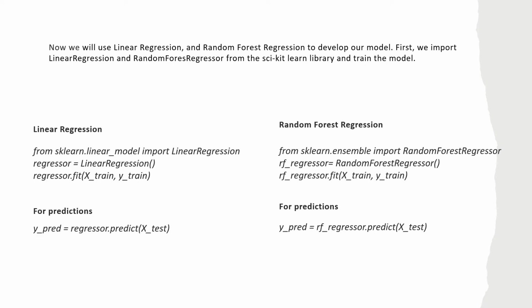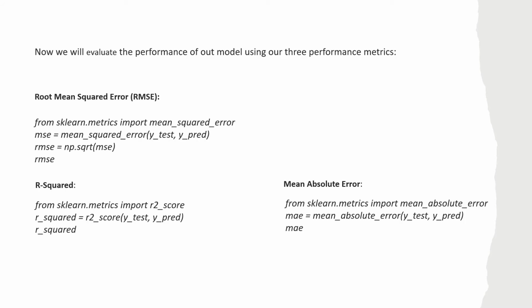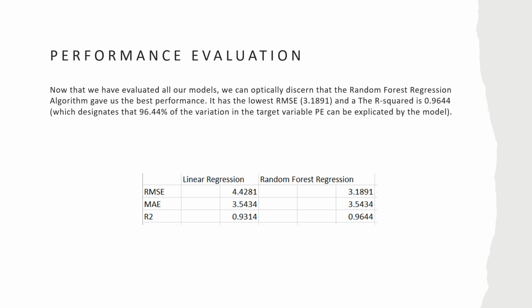Now, we will use linear regression and random forest regression to develop our model. And we will evaluate the performance of our model using three performance metrics: mean squared error, root mean squared error, and mean absolute error. Now that we have evaluated all our models, we can see that random forest regression algorithm has the lowest root mean squared error and an R-squared of 0.9644, which means that 96.44% of the variation in the target variable of net hourly electrical energy output can be explained by the model. Random forest regression algorithm thus gave us the best performance.